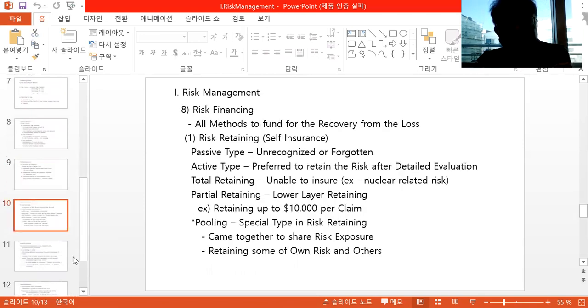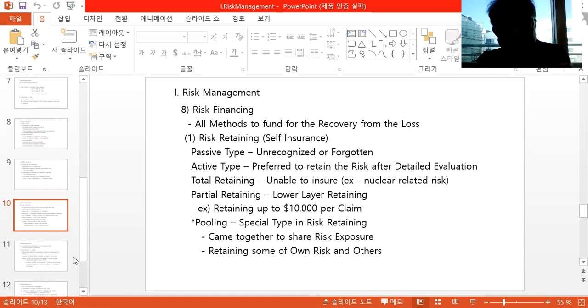Okay, now risk financing. Risk financing covers all the methods to fund the recovery from a loss. The first one is risk retaining, or self-insurance. Actually, this is not really financing.